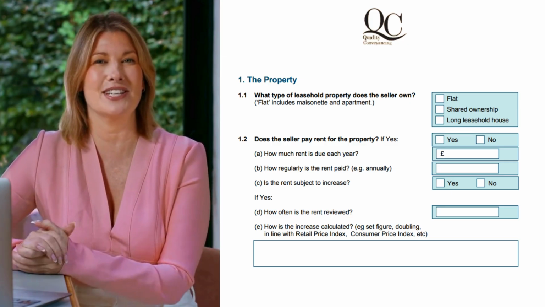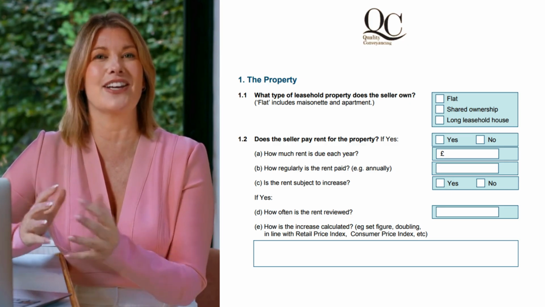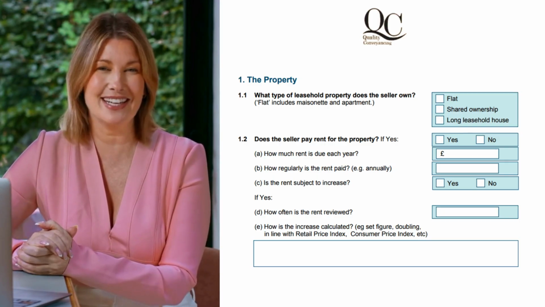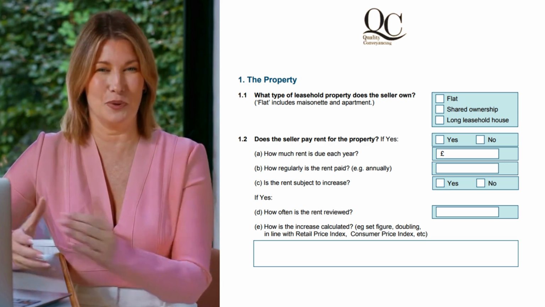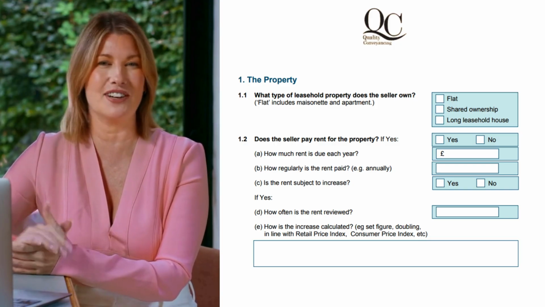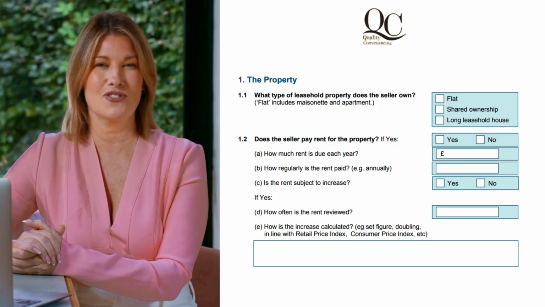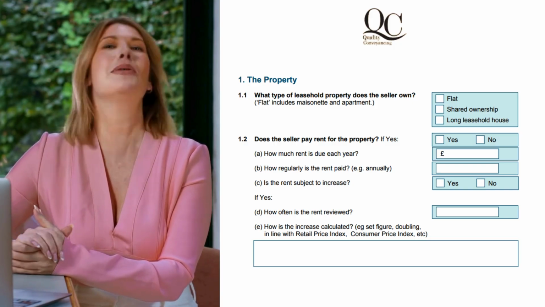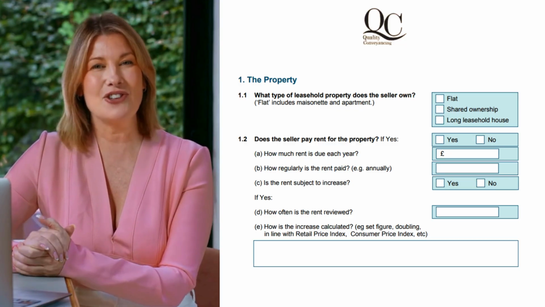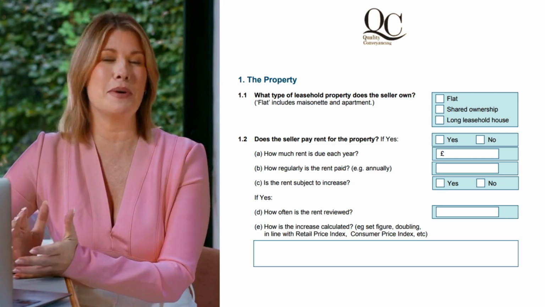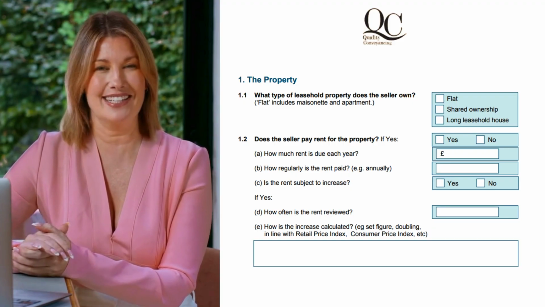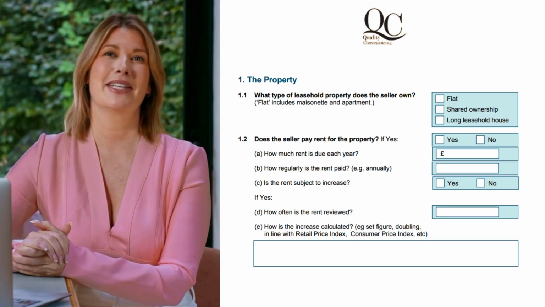For example, does it double or increase in line with inflation like RPI or CPI? RPI, which stands for Retail Price Index, and CPI, which is Consumer Price Index, are both ways of measuring inflation, basically how the cost of living changes over time. So if your ground rent is linked to RPI or CPI, it usually means the rent increases gradually in line with inflation rather than jumping suddenly. You'll normally find this information written clearly in your lease. And if you're unsure, check the lease, or simply select Not Known and speak to your solicitor.